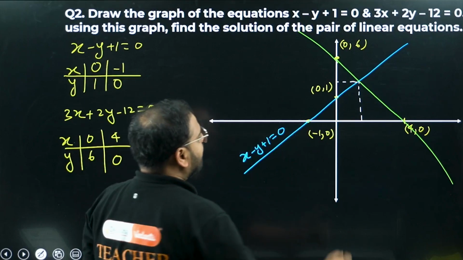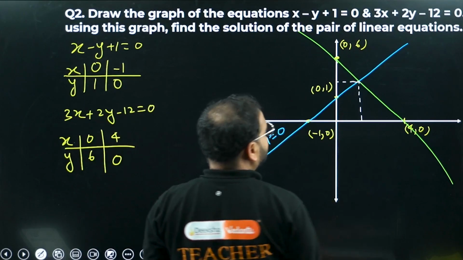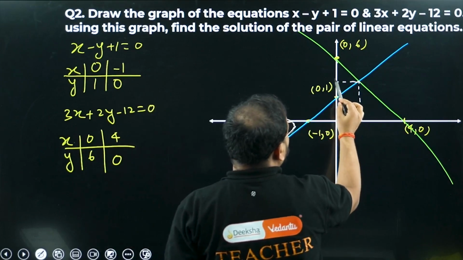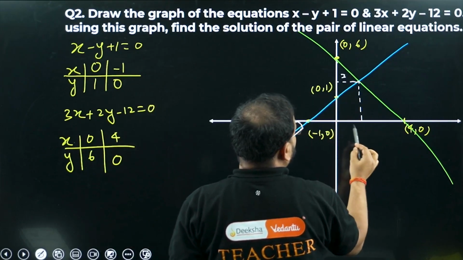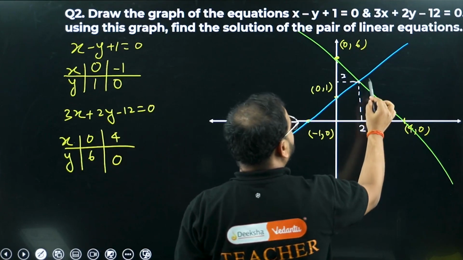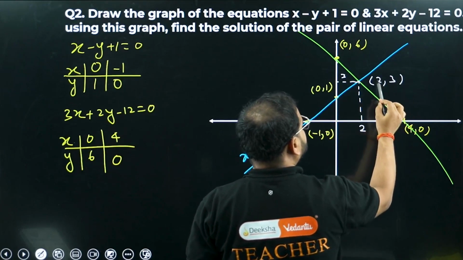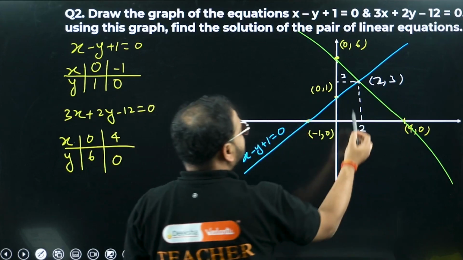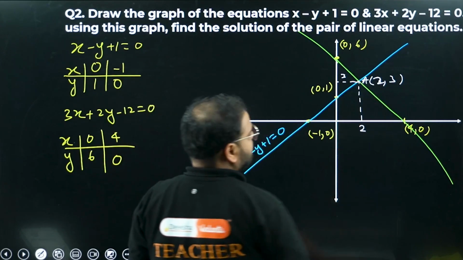So what you're going to do, from this point here, you will drop a perpendicular line on the x-axis. You'll get this value as 3 and this value as 2. So your point coordinate will be what? 2, 3. I'll show you why I'm writing this. Please check, what is the solution now? If I take this point to be point A, the solution is 2, 3.